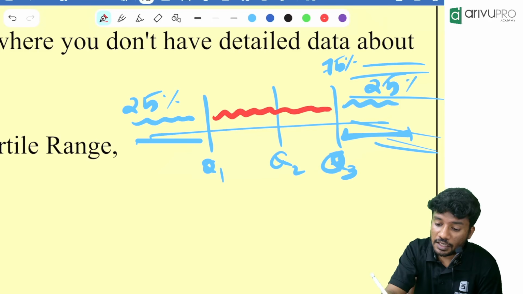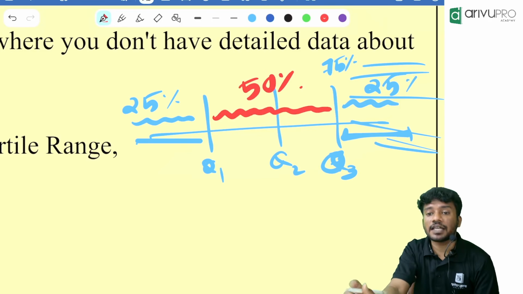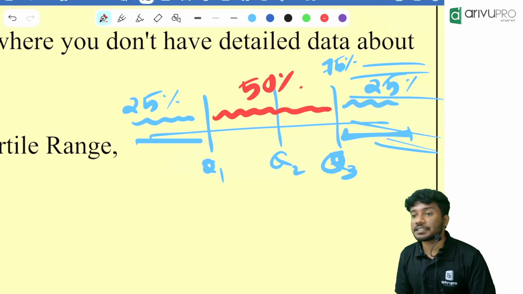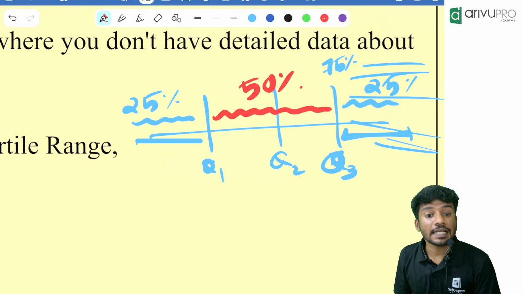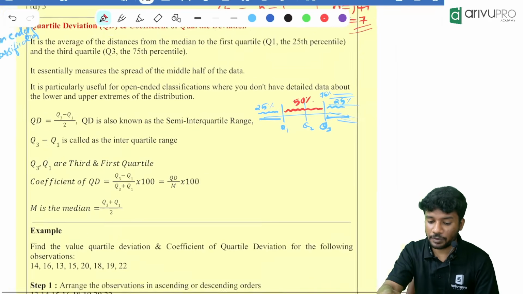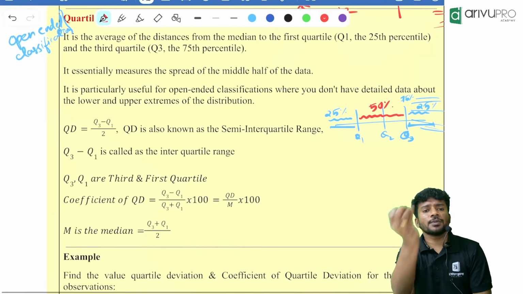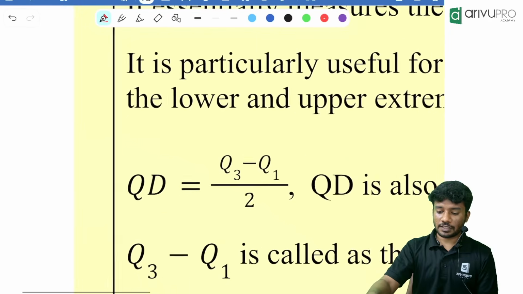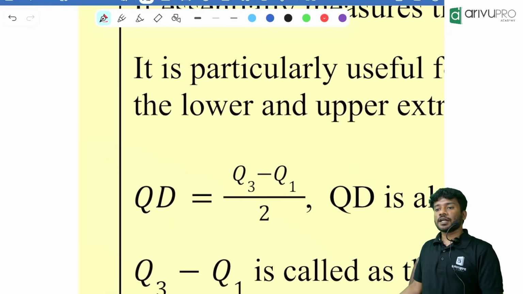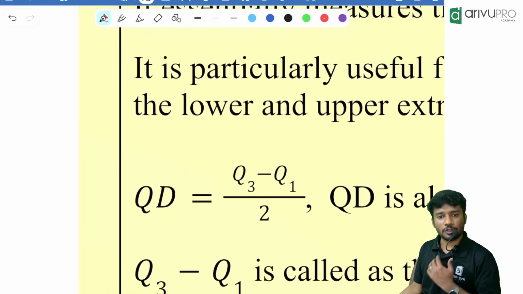The central 50% of the data we are bothered about. That is the importance of what? Quartile deviation. Now people, quartile deviation has a beautiful formula. The formula looks like this: Q3 minus Q1 divided by 2. Make a note of it.